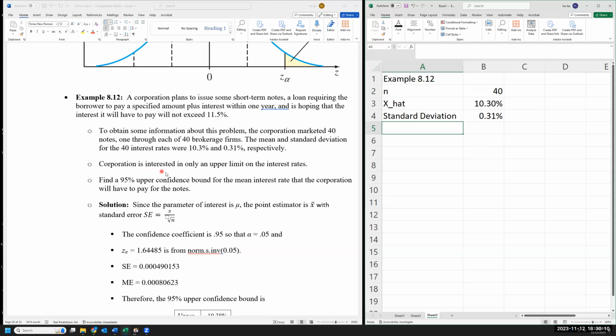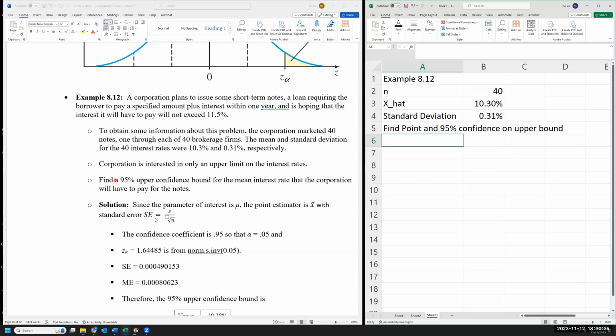The corporation is interested in only an upper limit, right? They don't want it to exceed 11.5. Find a 95% confidence bound on the upper part, right? So let's do this. Find point and 95% confidence on upper bound. So that's what they want you to do.